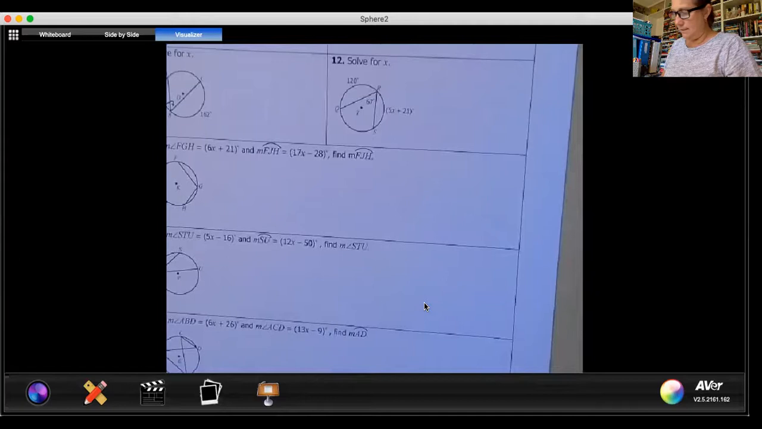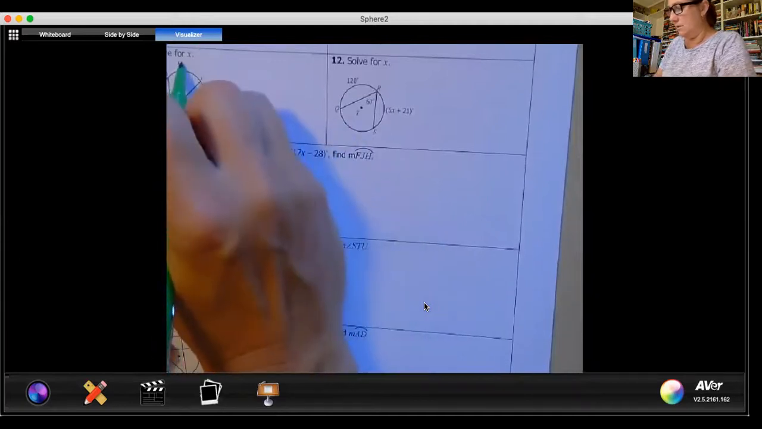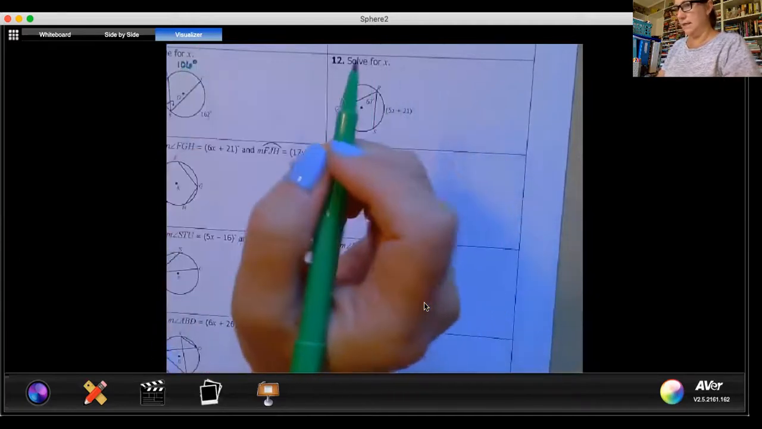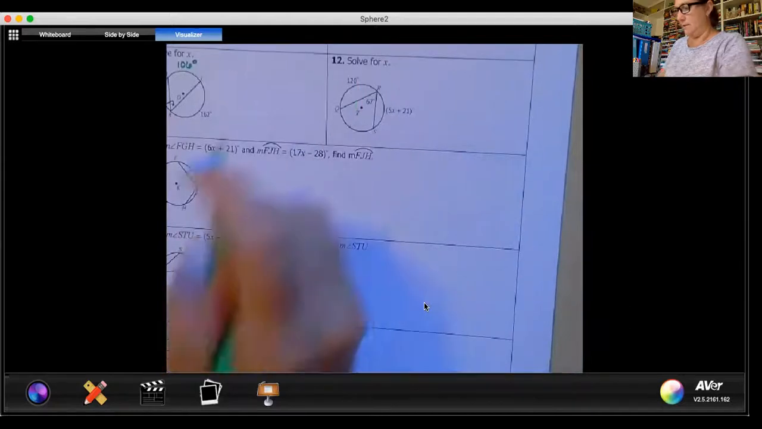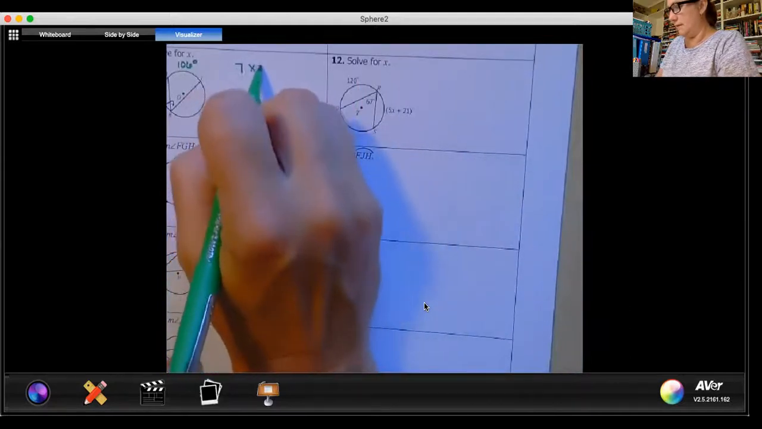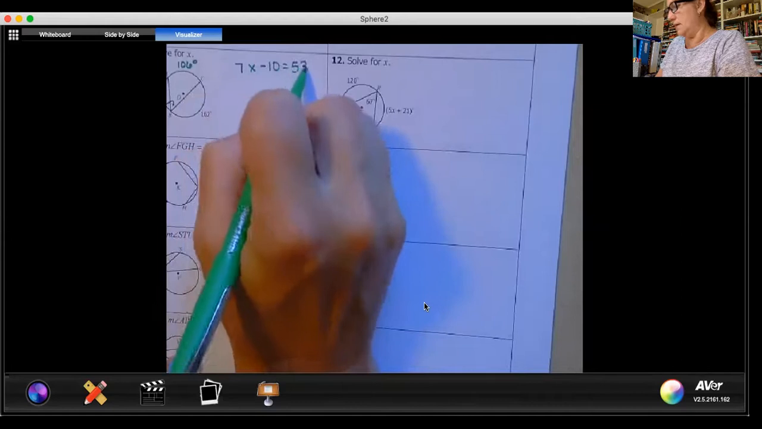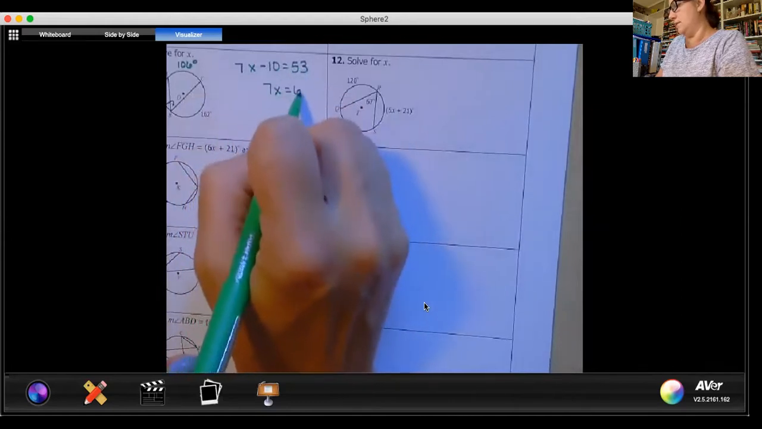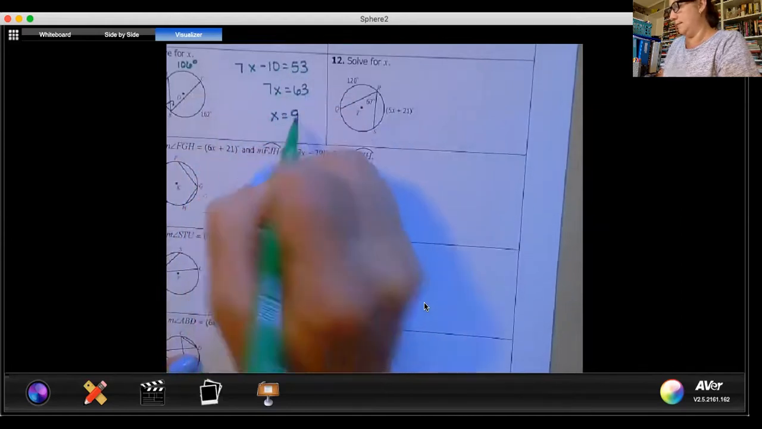360 minus 92 minus 162 means this arc is 106. And 106 divided by 2 is 53. So 7x minus 10 is 53. 7x is 63, so x is equal to 9.